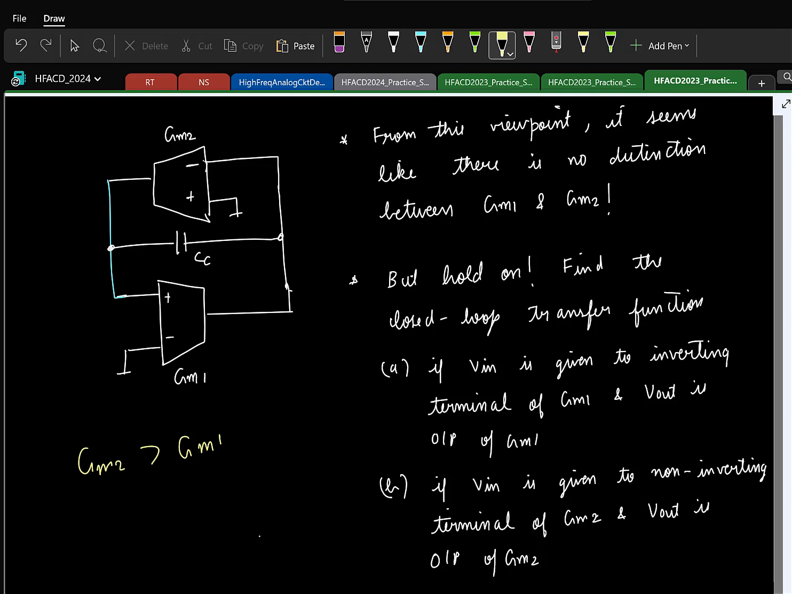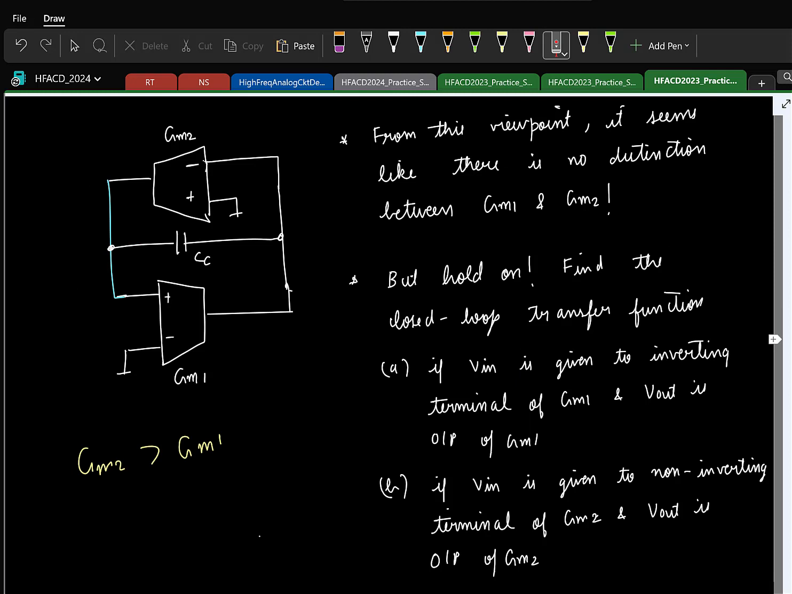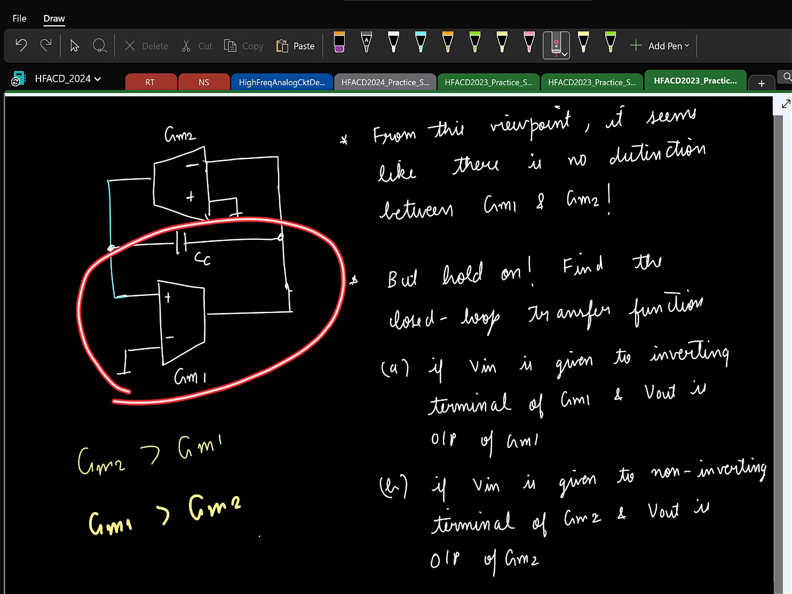That is why in the two-stage OTA, typically you try to keep GM2 greater than GM1. Basically, the larger GM should have this in negative feedback. Because if I put it in unity feedback, you have both of them. If I design such that GM1 is greater than GM2, and you put it in unity feedback like this, you will find that GM1 is providing positive feedback. The positive feedback will dominate the negative feedback. So overall, the closed loop pole will be an RHP.